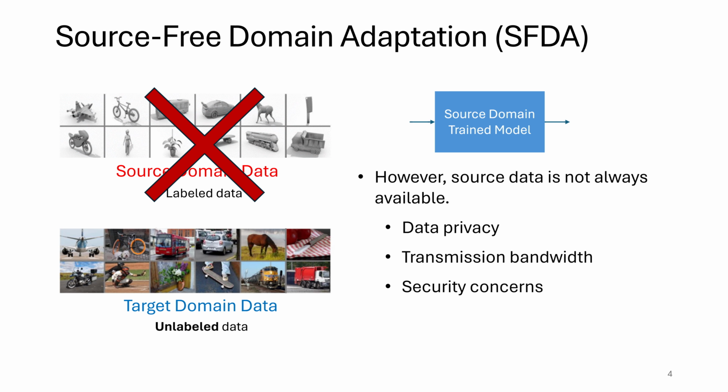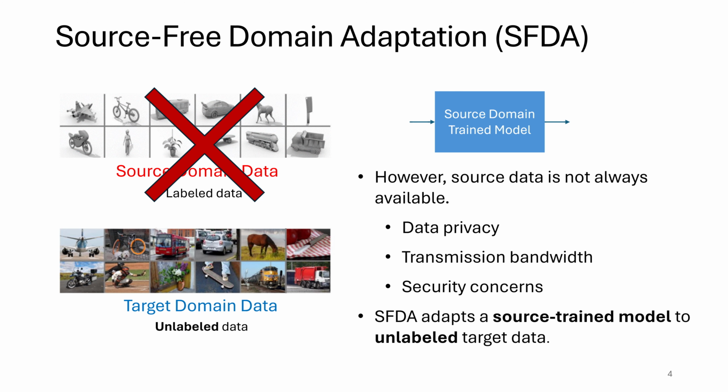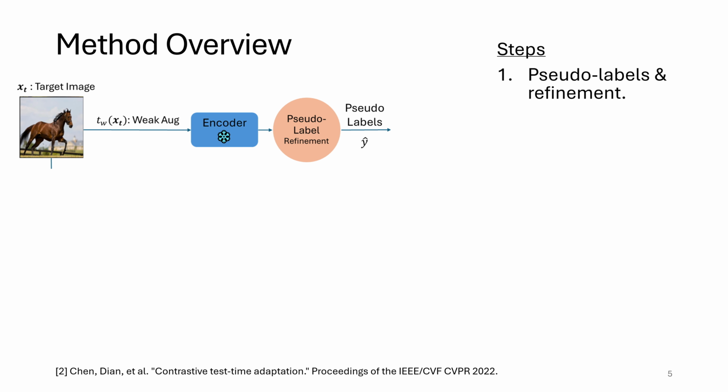In many real-world scenarios, accessing source data can be difficult or even impossible due to privacy regulations, bandwidth limitations, or security restrictions. Our work addresses this setting, known as source-free domain adaptation, where only a source-trained model and unlabeled target data are available. Here is an overview of our method.